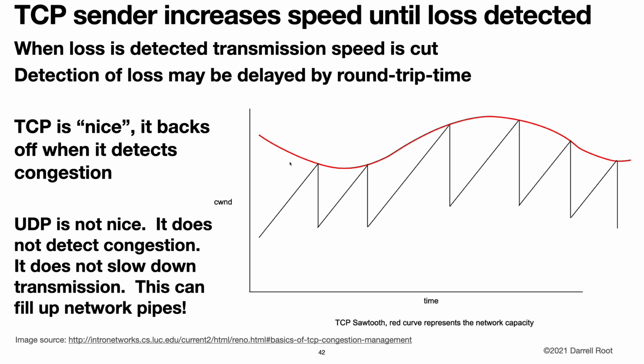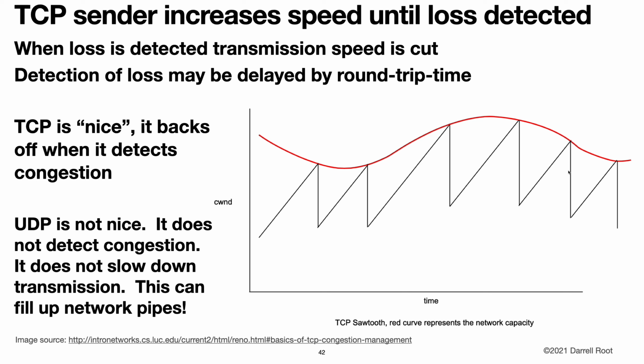In this graph, the red line indicates the network capacity, and the black line indicates the rate of transmission of TCP. And what TCP does is it starts out slow and increases the speed until it detects network congestion, meaning that packets are lost. One way that it can detect network congestion is if packets are lost, resulting in duplicate transmissions. At that point, TCP will slow down and then gradually increase the speed again. Then it detects congestion again, slows down, and then gradually increases its speed, and so on. In this way, TCP tries to use as much bandwidth as is available and transmits as fast as it can, but it backs off. It's nice and backs off when it detects congestion.